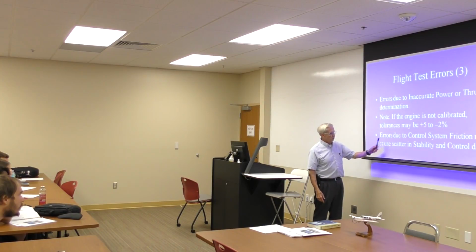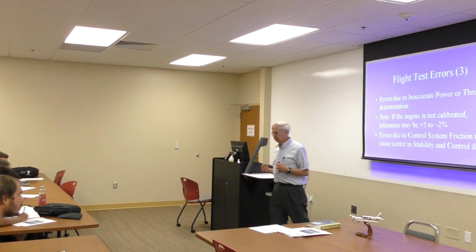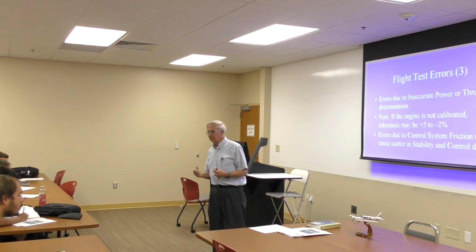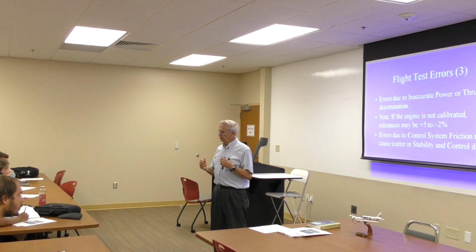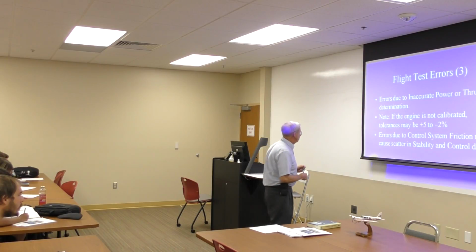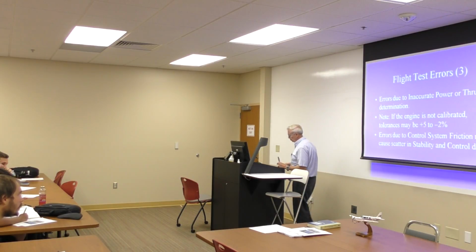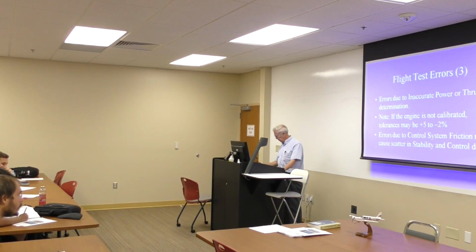For stability and control, you don't want a lot of control system friction because it tends to mask everything. So you want the controls to be nice and free and not high in friction. And generally, in doing stability and control tests, you would actually measure the control system friction statically on the ground to determine what it is.